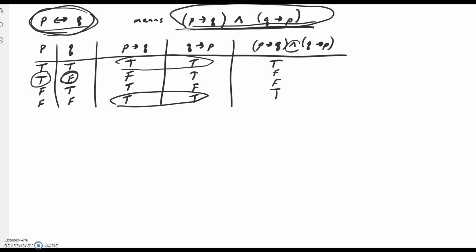So the only way this if and only if statement, or this biconditional statement, can be true is if both of the original statements are true or both of the original statements are false. That's the key thing to remember. These if and only ifs are true when both statements are true or both statements are false, and only then.